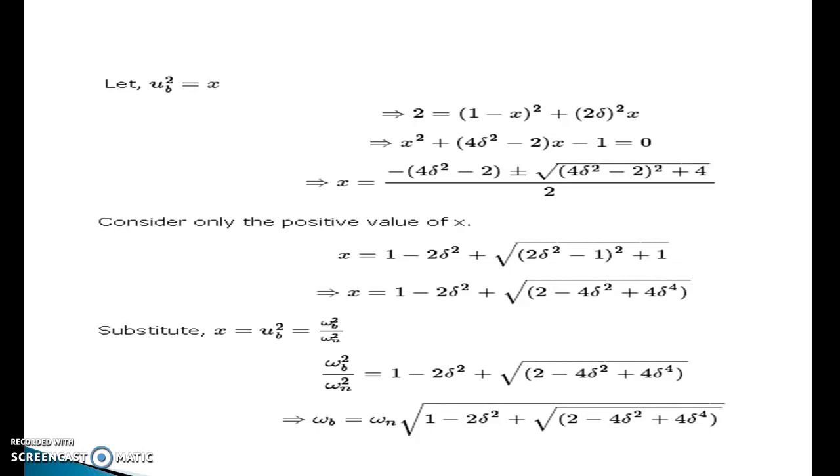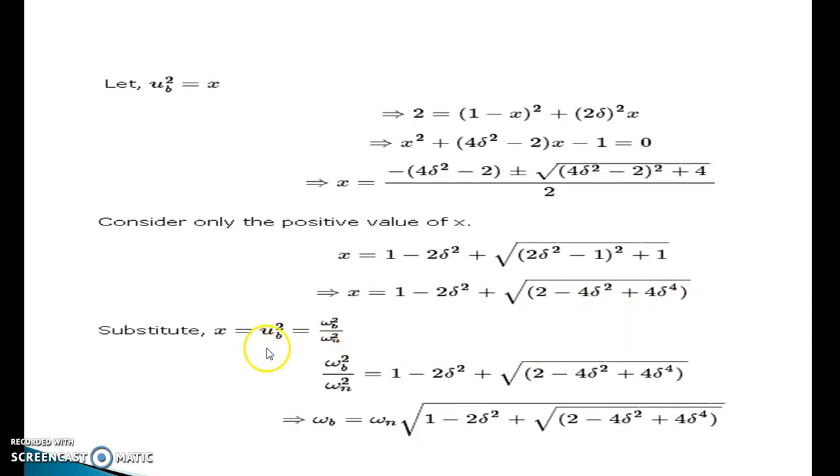Here we are applying the formula minus b plus or minus square root of b square minus 4ac, divided by 2a, where a is equal to 1, b is equal to 4 delta square minus 2 and c is equal to minus 1. So we can consider only the positive value of x, which is equal to 1 minus 2 xi square plus square root of 2 minus 4 delta square plus 4 delta to the power 4.